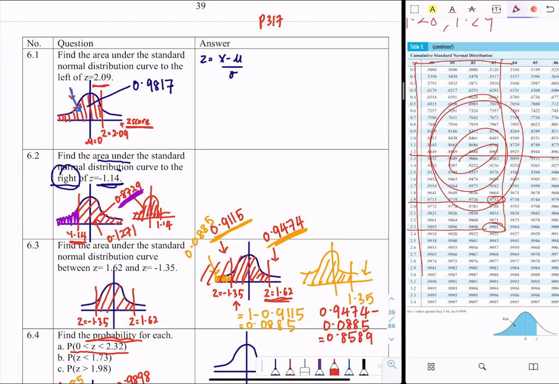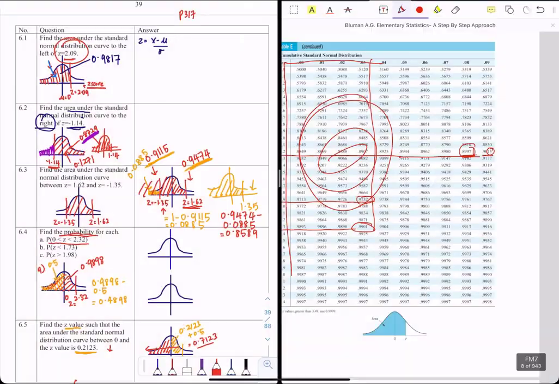Jadi area dia tu kita gunakan Z-score ni. Jadi kamu kena faham Z-score tu apa? Z-score tu pada X-axis. From the Z-score tu nanti kita tengok dia area nak mana. Dia nak kurang daripada Z-score tu ke, atau lebih daripada Z-score ke, atau exactly at that line. Kalau exactly that line, kamu kena tolak 0.5, kena tambah 0.5.